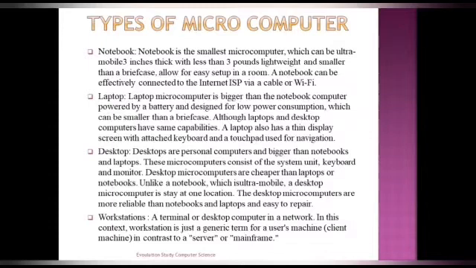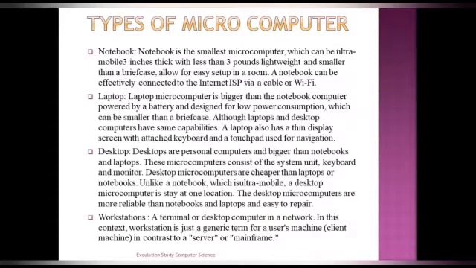A laptop microcomputer is bigger than the notebook computer, powered by a battery and designed for low power consumption, which can be smaller than a briefcase. Although laptops and desktop computers have the same capabilities, a laptop also has a thin display screen with an attached keyboard and a touchpad used for navigation.